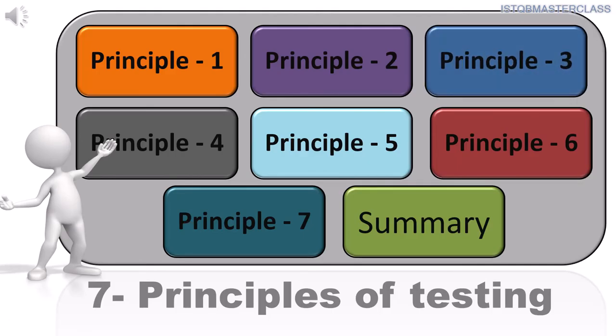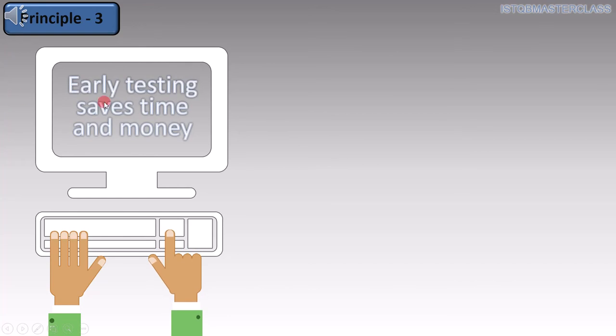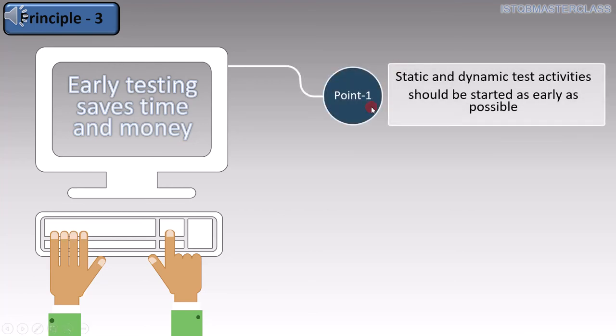Let's look at the third principle of testing now. Principle 3 states that early testing saves time and money. Let's break that down. The first point is that static and dynamic test activities should be started as early as possible. What does that mean? It means that we should start testing as early as possible, whether it is a static test or a dynamic test.